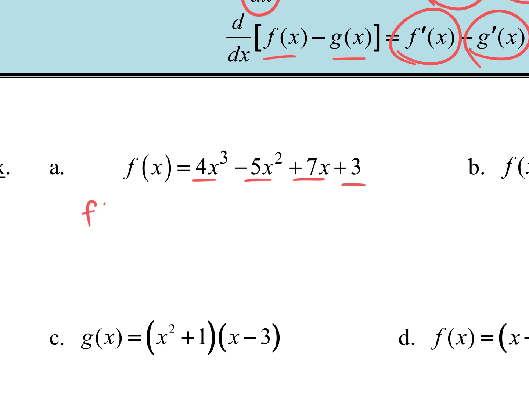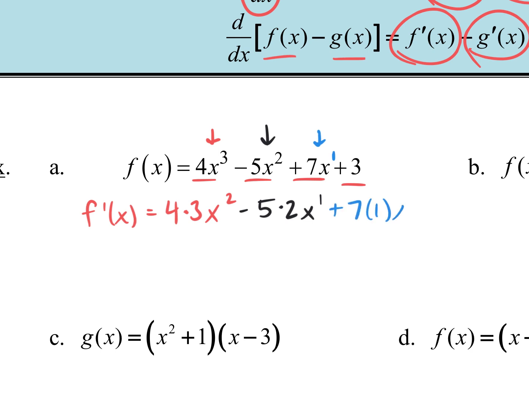So if I take the derivative of this function, for this one here, I would move that 3 down in front. So this becomes 4 times 3, x to the what power? 2nd. Okay, now I'm going to derive the negative 5x squared. So I move that 2 down in front. This becomes negative 5 times 2, x to the 1. Okay, if I take the derivative of 7x, it is raised to the 1st power, right? So I technically bring down that 1. So it is 7 times 1, x to the 0, right?